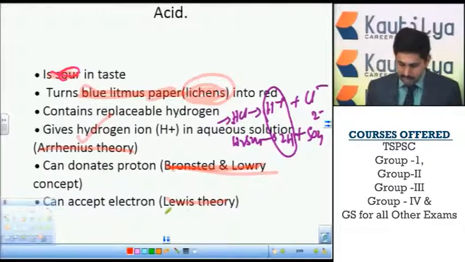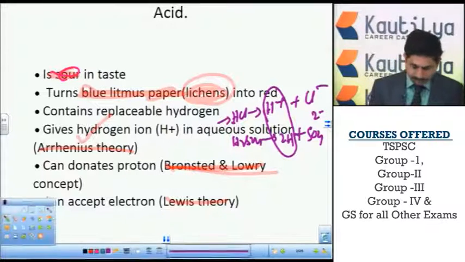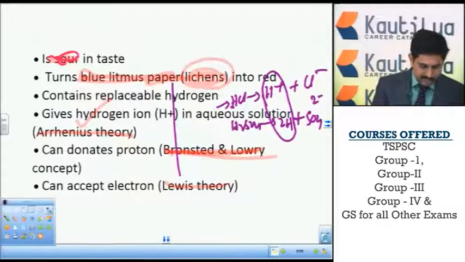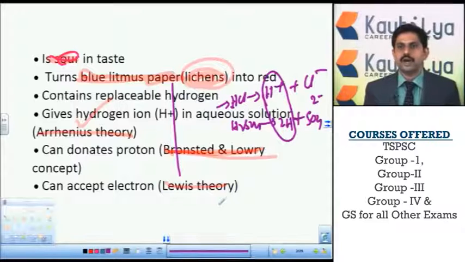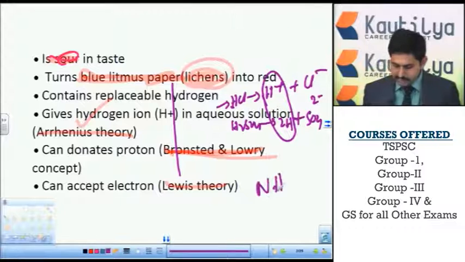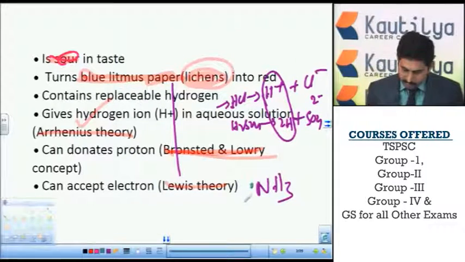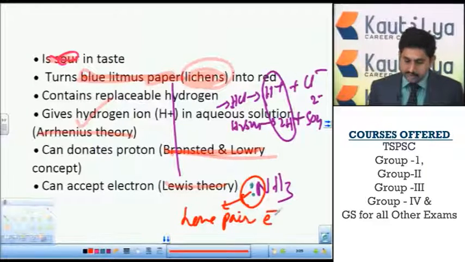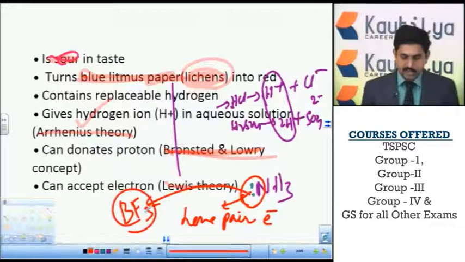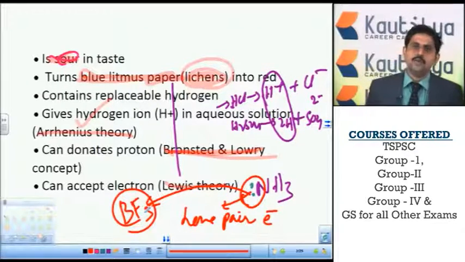Then the last theory is called Lewis theory. Lewis theory explains that an acid is one which accepts a lone pair of electrons. What is a lone pair of electrons? A pair of electrons which are not participating in any bond formation. For example, NH3 consists of one lone pair of electrons, a two-dot structure. This dot-like structure present on the molecule is called a lone pair of electrons. If this lone pair is accepted by a substance, say for example BF3, boron trifluoride, then that substance is called a Lewis acid. So the substance which accepts a lone pair of electrons is called an acid.